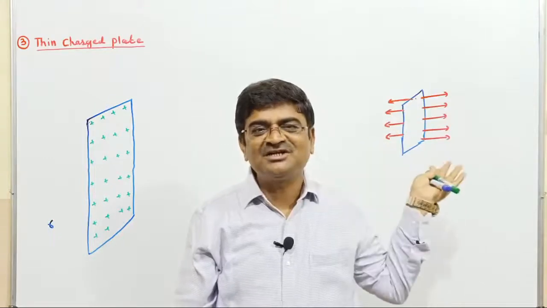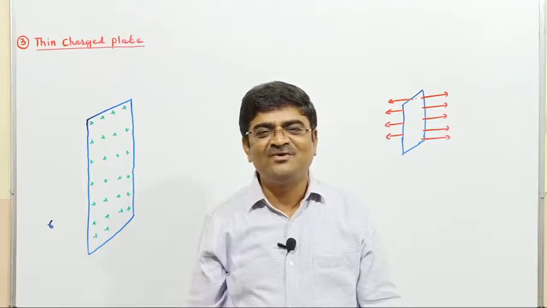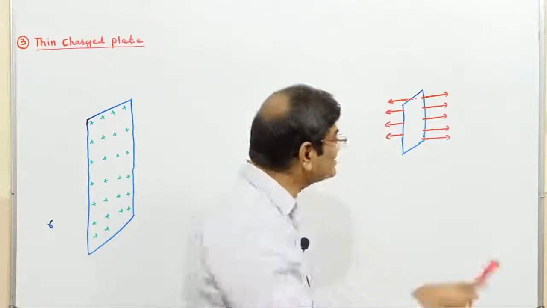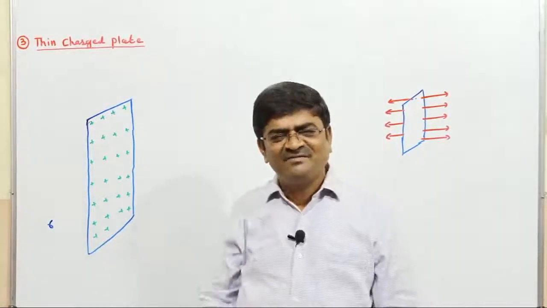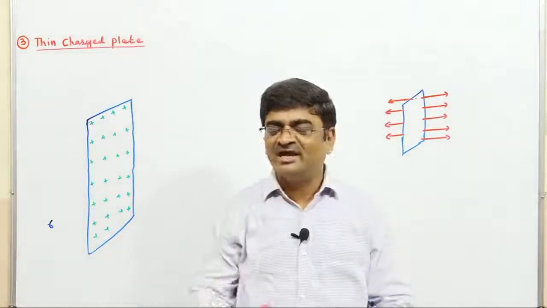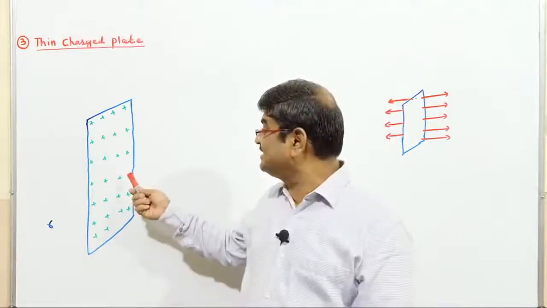That thin sheet itself can be regarded as a point charge, and then the field will be non-uniform. But as far as close to the sheet is concerned, I will have a uniform field, very, very close to the sheet. Anyhow, I would like to calculate the intensity in the neighborhood of this.